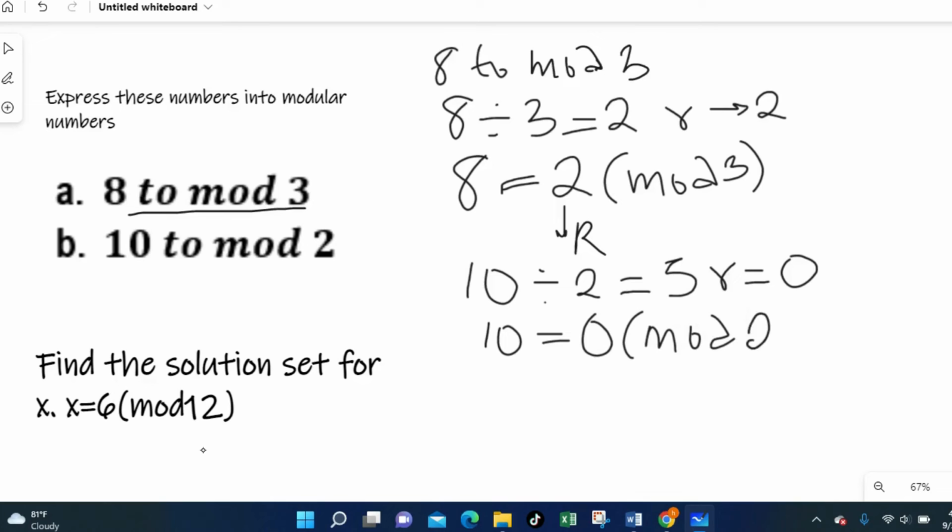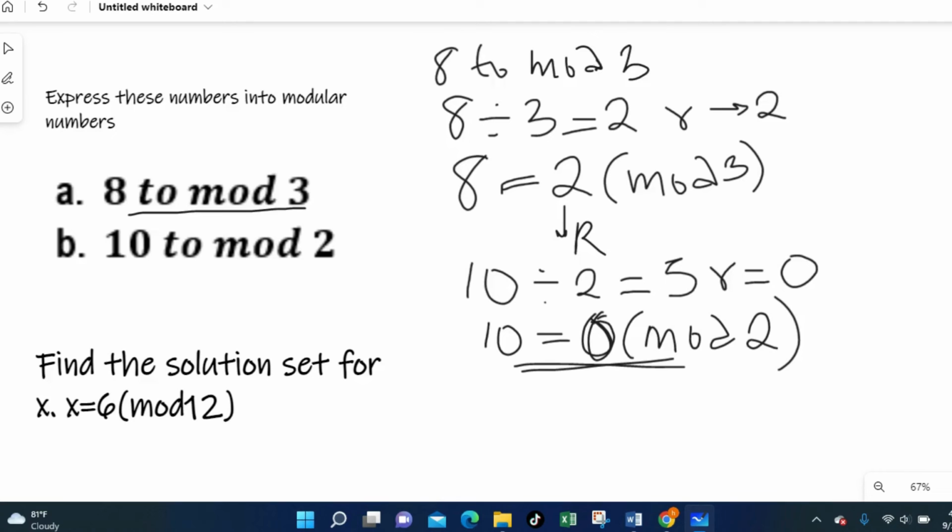0 mod 2. So that is the solution. That is the expression for that modular number. Now you see that solving questions in modular arithmetic can be very easy, especially these easier ones.